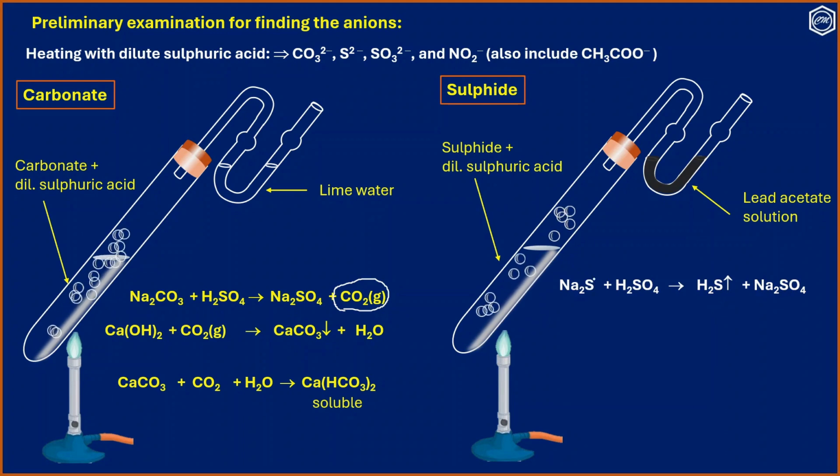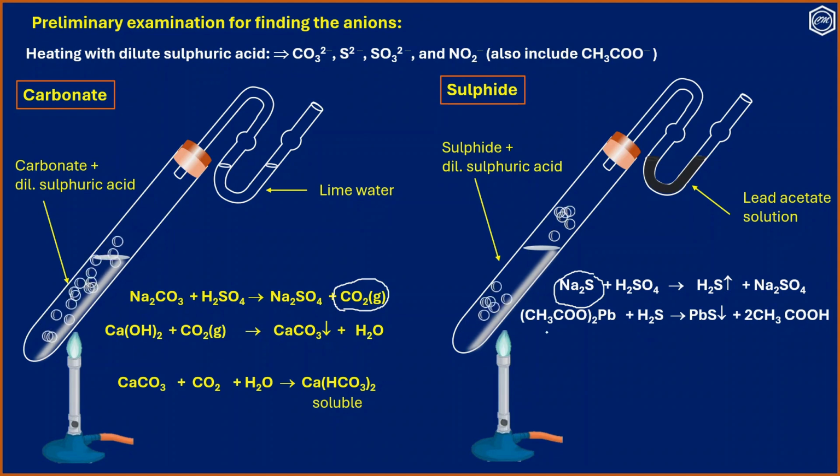Suppose you are given sodium sulfide. Sodium sulfide reacts with sulfuric acid liberating hydrogen sulfide gas. Lead acetate solution reacts with the hydrogen sulfide and lead sulfide is precipitated, which is black in color, and this lead sulfide turned the lead acetate solution black.